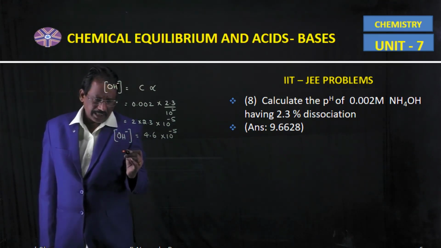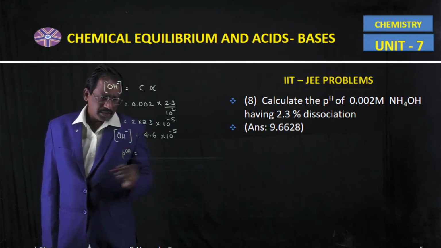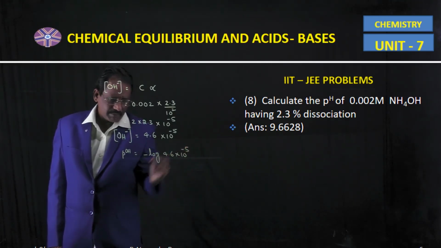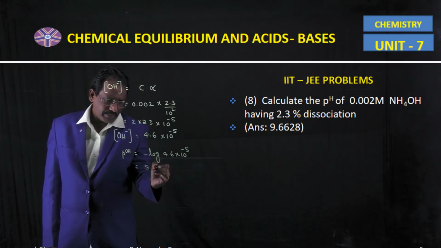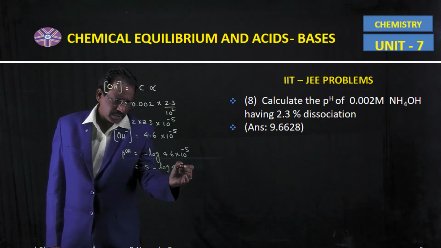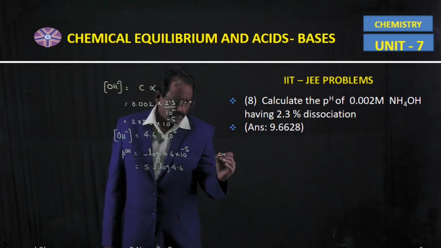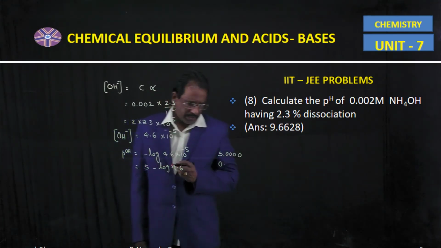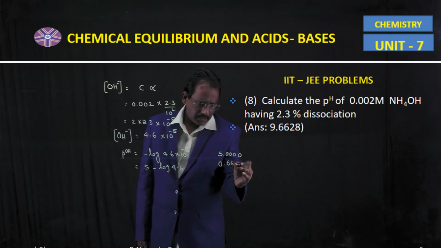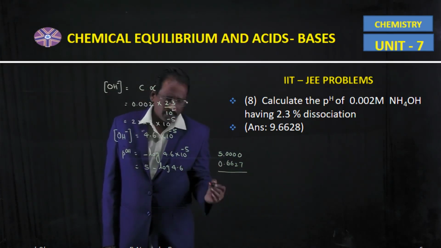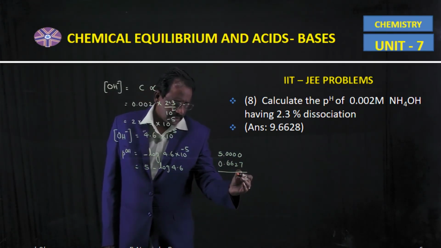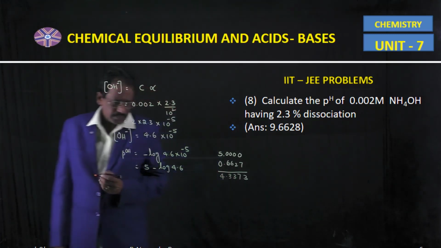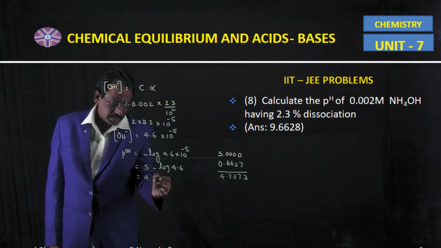Now first calculate pOH. pOH is equal to minus log 4.6 into 10 power minus 5. pOH is equal to 5 minus log 4.6. 5 minus log 4.6, log 4.6 is equal to 0.6627. So this is equal to 4.337.